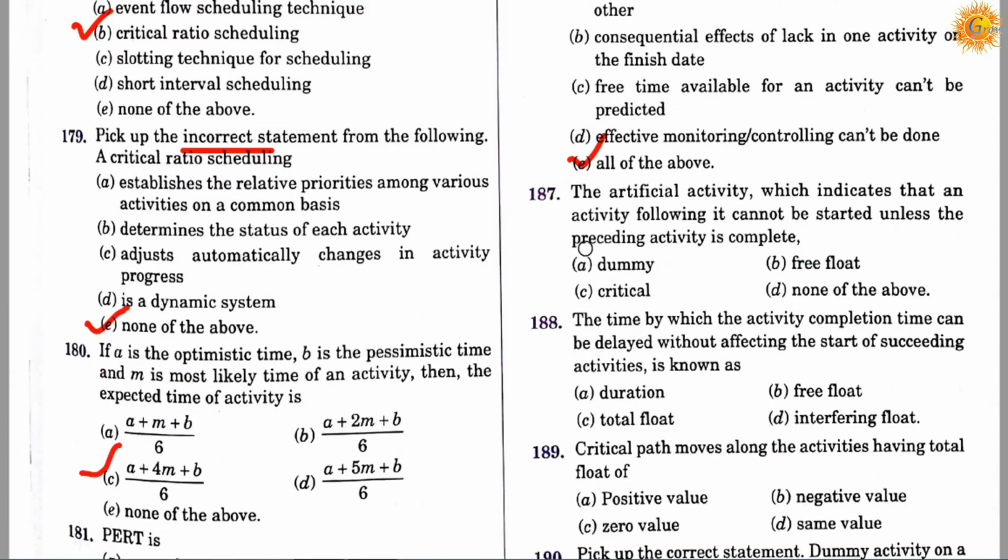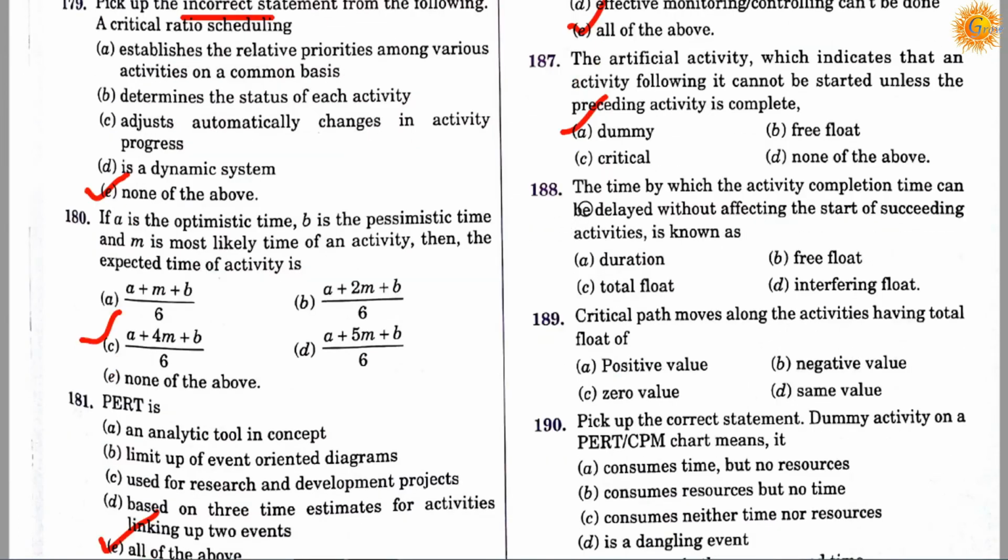Question number 187. The artificial activity which indicates that an activity following it cannot be started unless the preceding activity is complete: option A is dummy; option B is free float; option C is critical; option D is none of the above. Correct answer is A. It's called dummy.